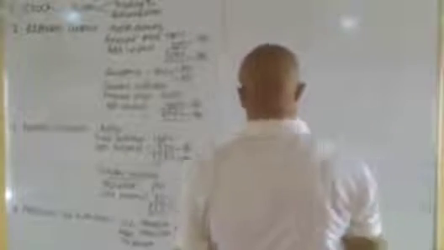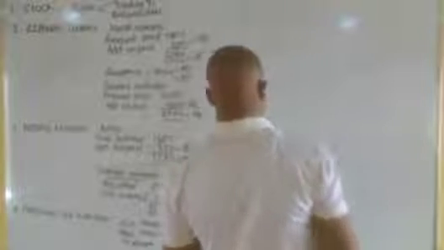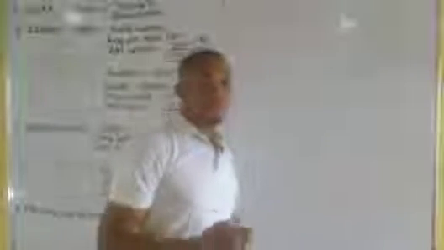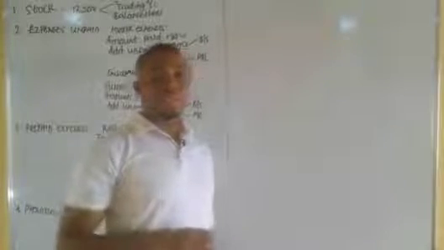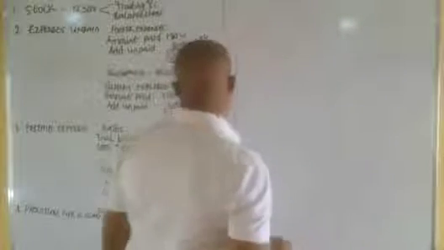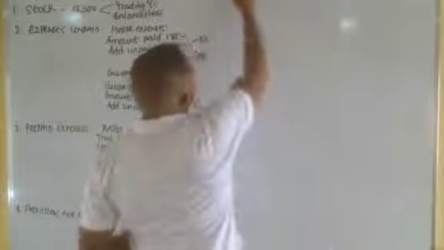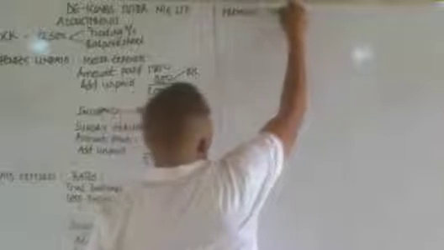The next one is, they said part of the premises is sublet at 2,400 per annum. Part of this premises is sublet. Sublet means renting an item or a property that was previously rented by a tenant. So to sublet the premises, now we have premises sublet.